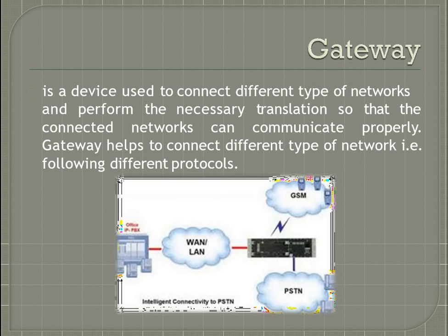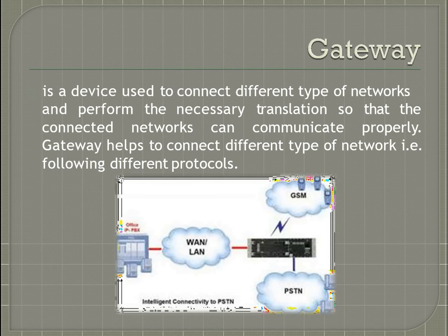Gateway. A gateway is a device that connects different types of networks, dissimilar networks. In the internet, several different types of networks are communicating with each other, and each network has different types of configurations. In order to communicate between these networks with different configurations, the gateway is used to help them communicate with each other.